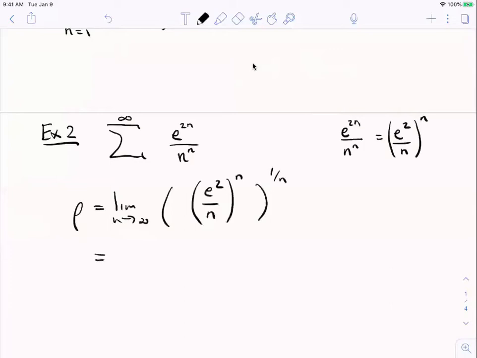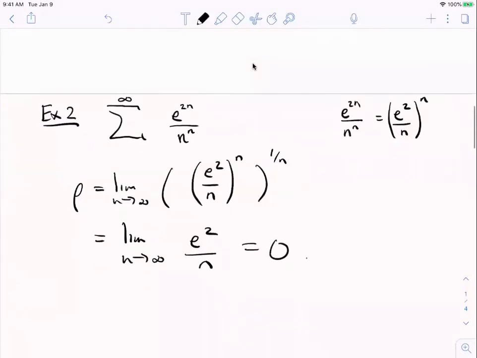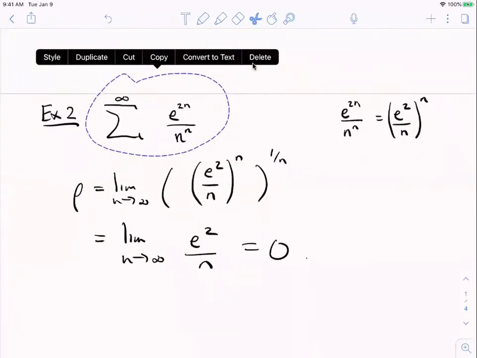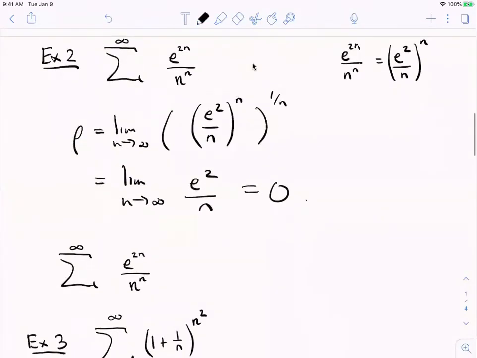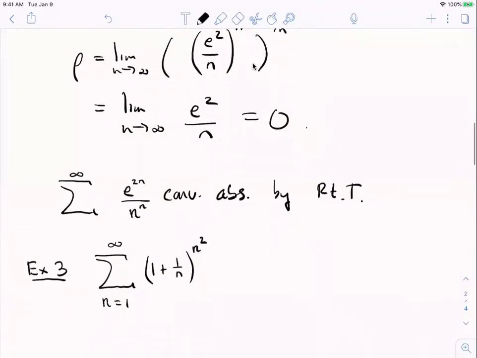And now the nth root of an nth power, again, is the first power. So we just get the limit as n goes to infinity of e squared over n. And that's going to be, you know it before I say it, 0. So this series converges absolutely, although that's vestigial in this case because the terms are positive anyway, but it converges absolutely by the root test. Cool.